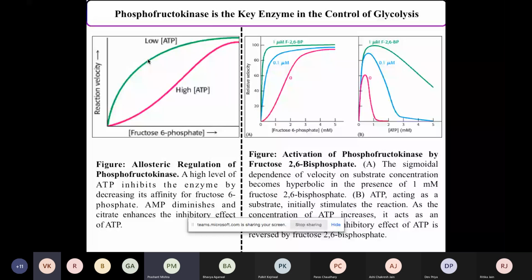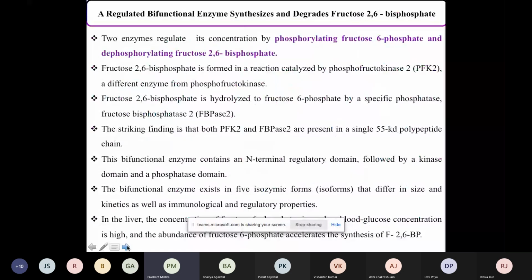It's clear. Now looking at the activation of phosphofructokinase by fructose 2,6-bisphosphate. Fructose 2,6-bisphosphate is another regulator. Here ATP is one regulator, and another regulator is fructose 2,6-bisphosphate. So look at how 2,6-bisphosphate is controlling, increasing the reaction at different concentrations of fructose 2,6-bisphosphate. As soon as you increase the fructose 2,6-bisphosphate, the reaction is regulated in a different fashion. Here we have shown how ATP and fructose 6-phosphate at different concentrations can regulate these reactions.